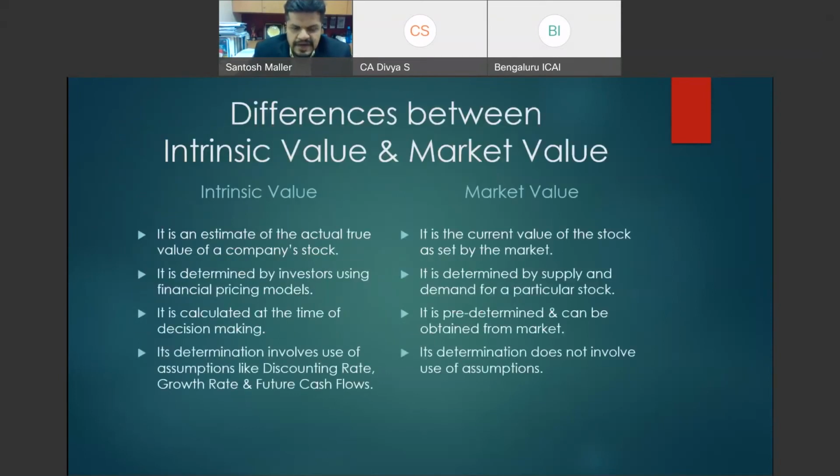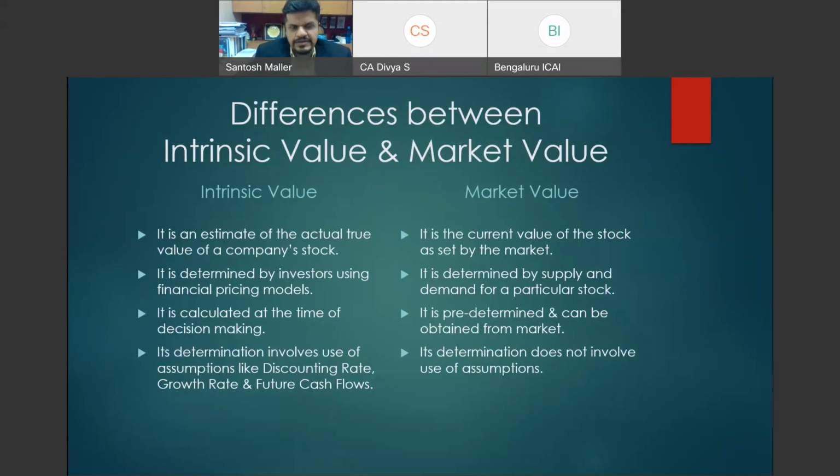So what's the difference between intrinsic value and market value? Intrinsic value is an estimate of the actual true value of the company's stock, whereas market value is the reality. It is the current market quoted value of the stock as set by the market. Intrinsic value is determined by the investors using financial pricing models. So there's a fair element of scientific models which have been established. Whereas market value is determined by supply and demand for a particular stock.